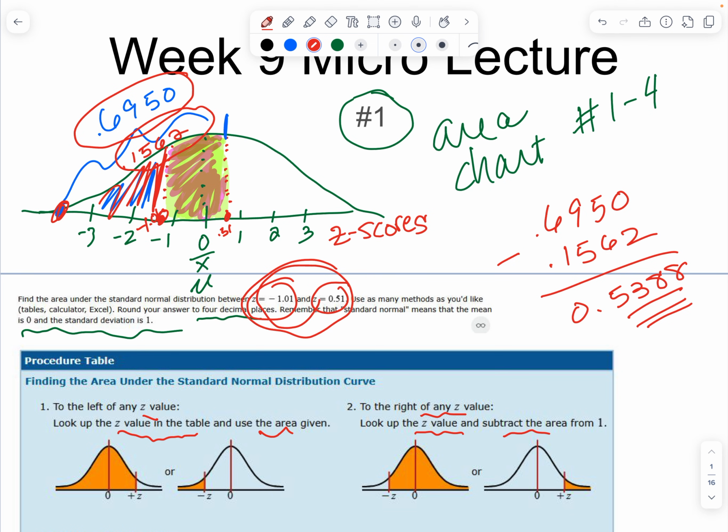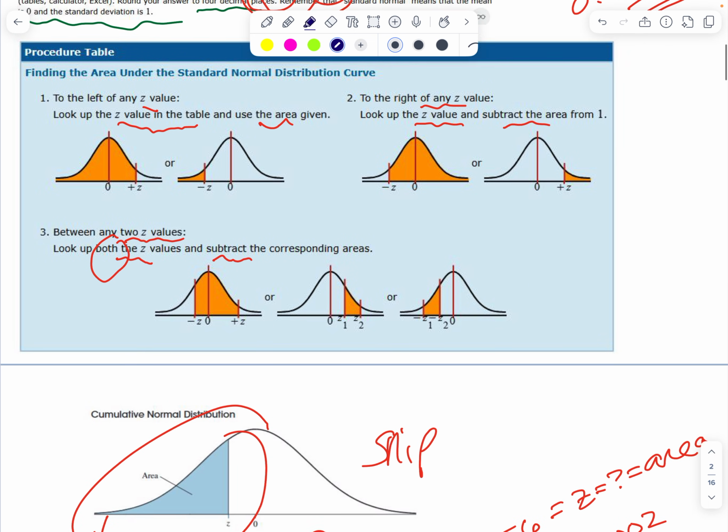Okay, so that's what they're looking for when they're asking us to find the area between these two z-scores. And roughly, if you think about it, let's go back up here. Does it make sense that from here to here is 50%, right? And then if you go a little further, that'd be closer to 60%. So if we're just looking for this piece in here, that's a big chunk of that. That's 0.5388.